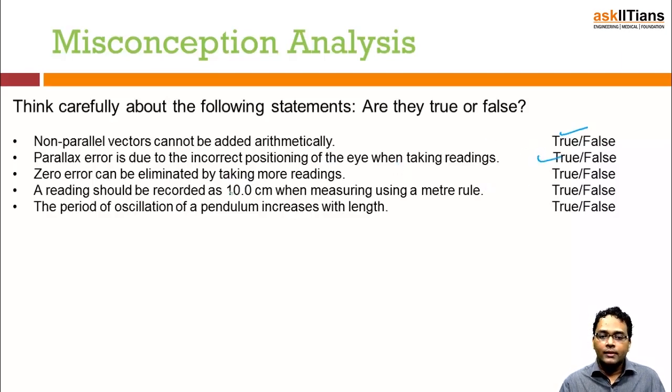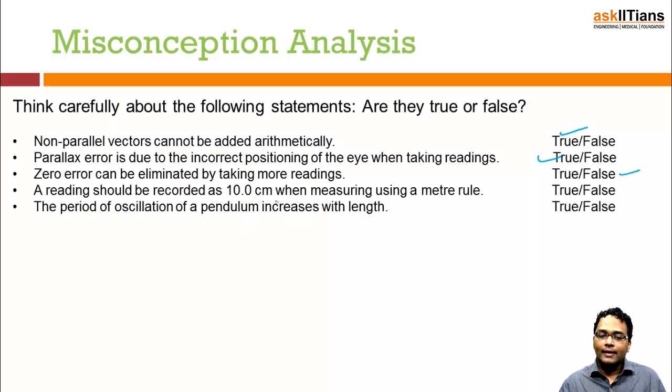It's true. Zero error can be taken by more readings. No. Zero error cannot be rectified because in all the measurements, you are going to still get the same value of the error. In some experiments, you can get rid of the zero error, but obviously that's only special cases, not all cases. So it's not going to be true.